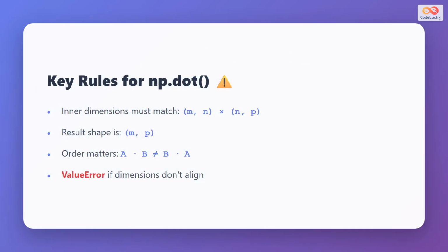There are several critical rules to keep in mind when using np.dot. First, the inner dimensions must match. You can only multiply a matrix of shape m by n with a matrix of shape n by p. Second, the resulting matrix will have the shape m by p. Third, order matters in matrix multiplication. A times B does not equal B times A, unlike regular number multiplication. Finally, if the dimensions don't align properly, NumPy will raise a ValueError to alert you of the incompatibility.